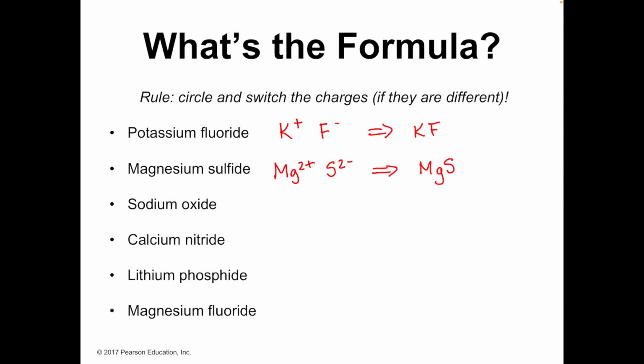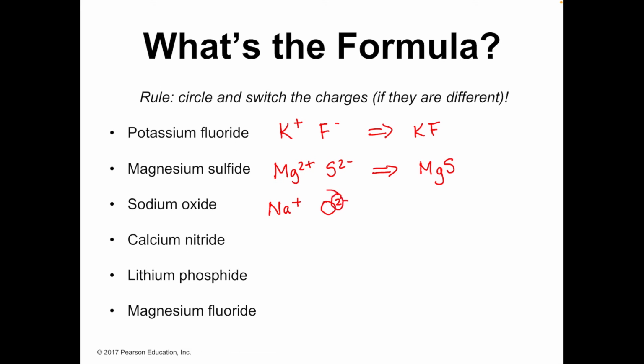Sodium oxide. Sodium is in group 1A, which means it has 1 valence electron. It's going to lose it and make a 1 plus charge. Oxygen is in group 6A, which means it has 6 valence electrons. It needs to gain 2 more to get to 8. So now here our charges are not equal and opposite. We have a 1 plus versus a 2 minus. So we can circle and switch.